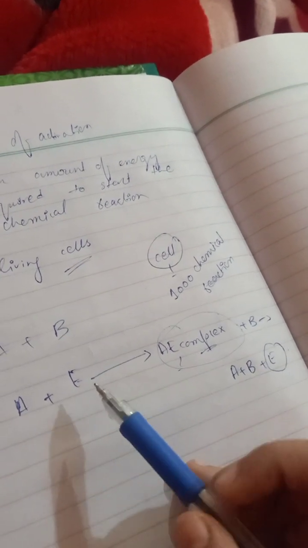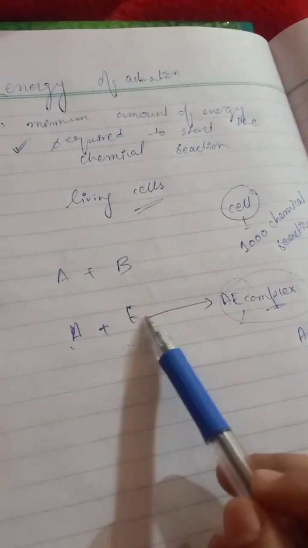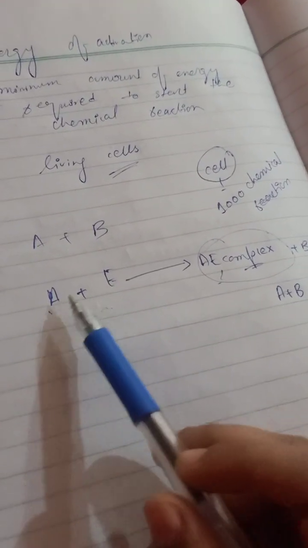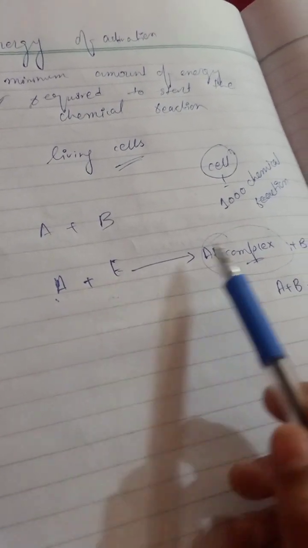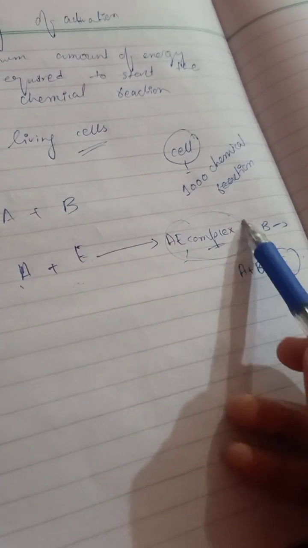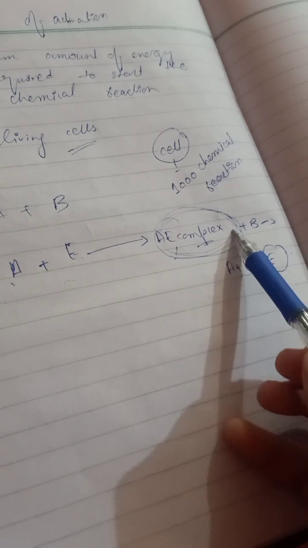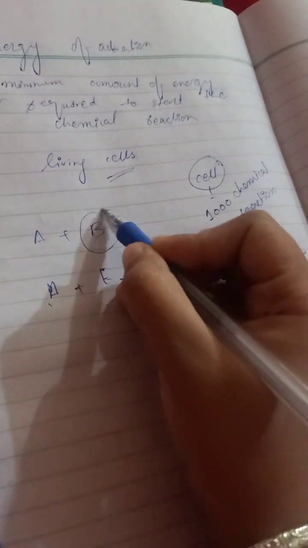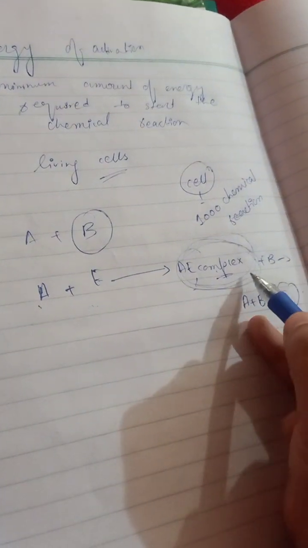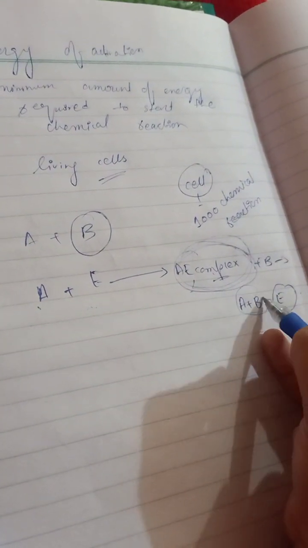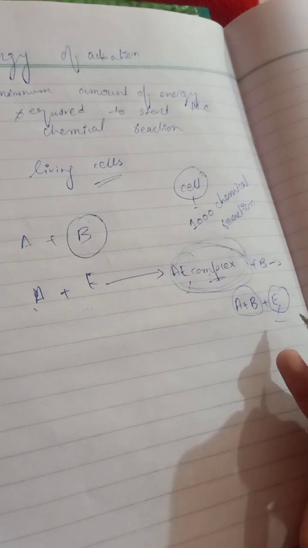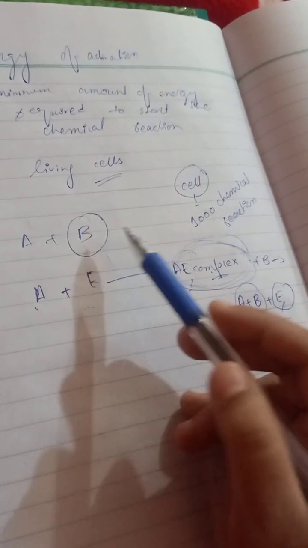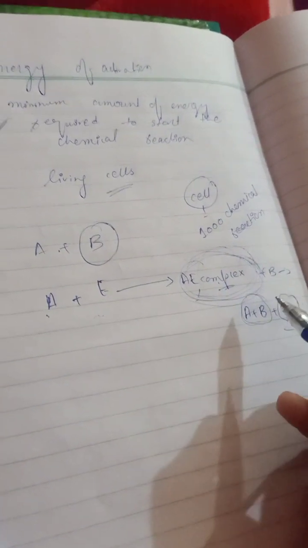So A is joined with the enzyme, and after the binding or breakdown of a bond, it makes an AE complex, which is a transitional complex. After that it joins with B. So A and B get joined, and then the enzyme is released. The joining of A plus B is done by the AE complex.